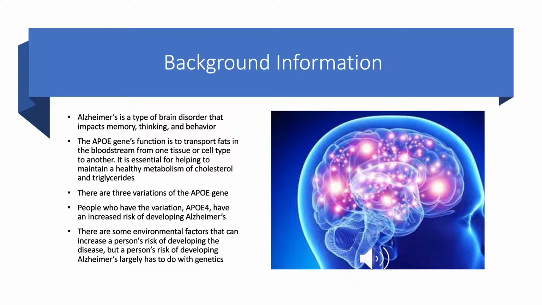This is our genetic test design for Alzheimer's disease. Alzheimer's is a common brain disease that impacts memory, thinking, and behavior. The APOE gene is a gene closely related to the development of the disease. The APOE gene's function is to transport fats into the bloodstream from one tissue or cell type to another, and is essential in helping to maintain a healthy metabolism of cholesterol and triglycerides.